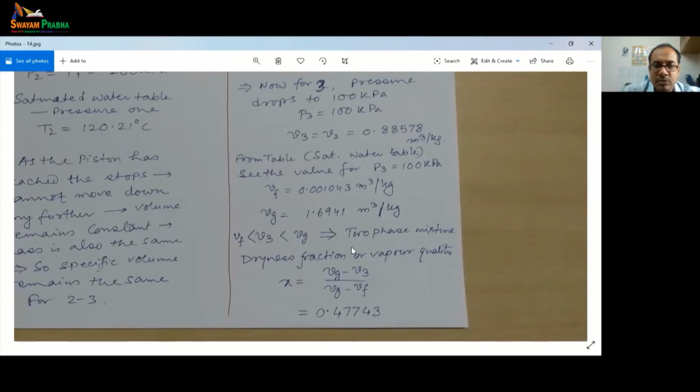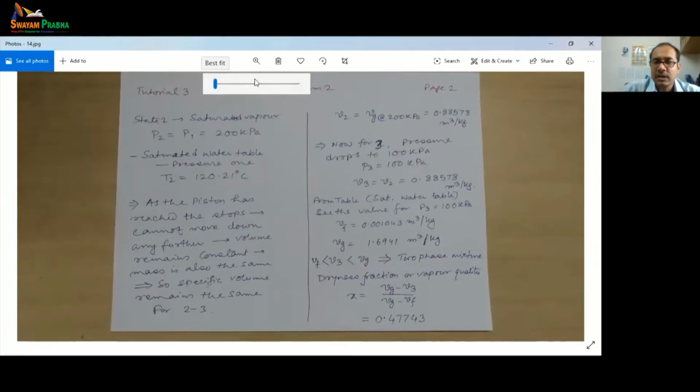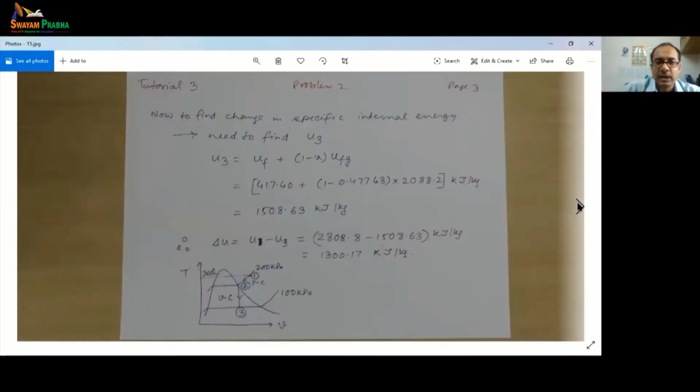So if you substitute all these values from here, you will get the dryness fraction will be 0.47743. That means about 47% of the two-phase mixture is vapor. Okay, so from this information we can find what is the final internal energy.